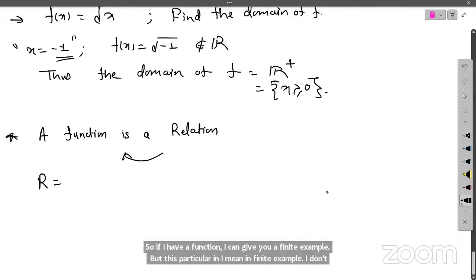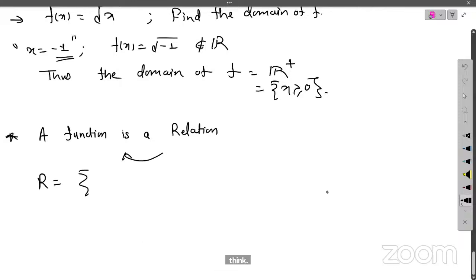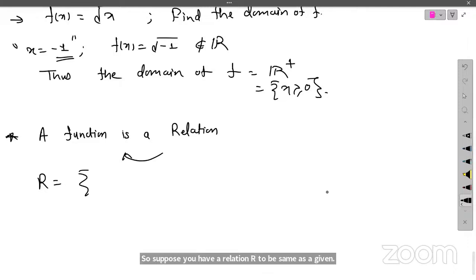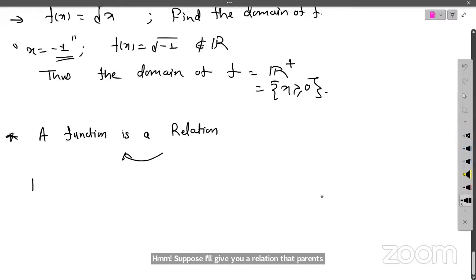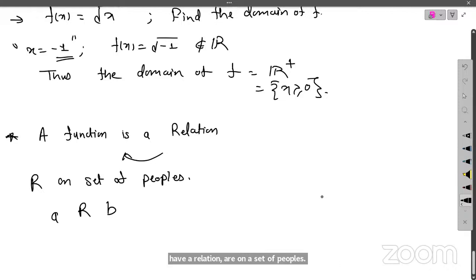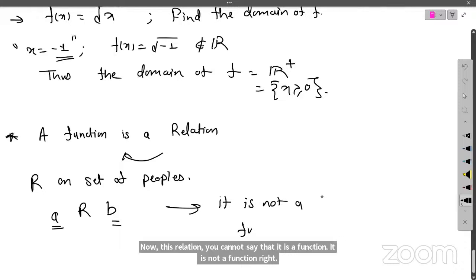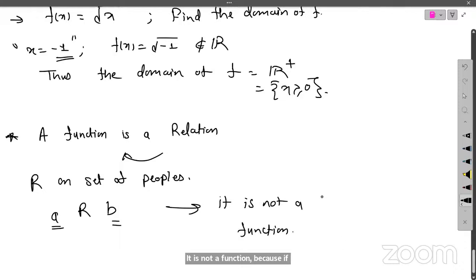Suppose I give you a relation, the parent relation or the father-son relation. Suppose you have a relation R on a set of people, that A is related to B if A is a father of B. Now this relation, you cannot say that it is a function. It is not a function, right? It is not a function, because if I give you one parent, you cannot immediately say that this particular guy is the son of that parent.